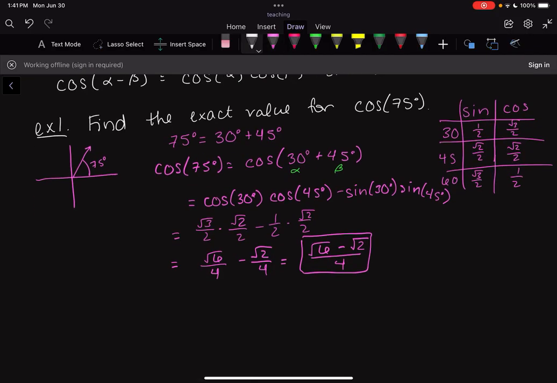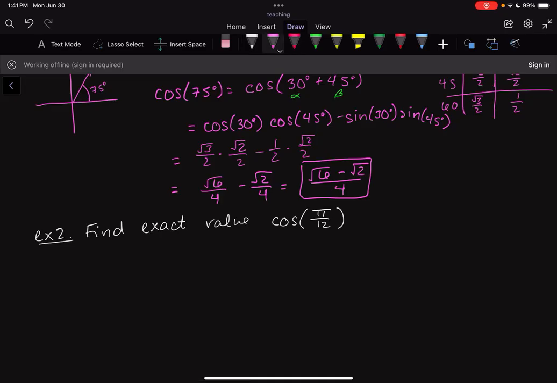We can do another one of these. So let's say find exact value for cosine. Let's do one in radians. So this one's going to be pi over 12. So pi over 12 is not something I know any kind of reference or anything like that about. So I can either try to add angles or subtract angles to be able to get pi over 12.